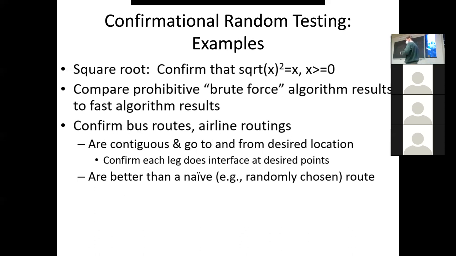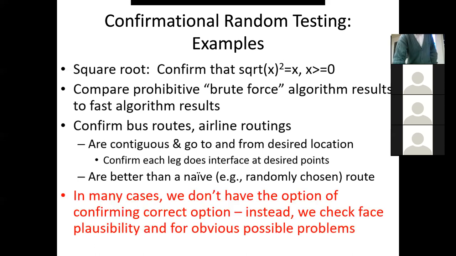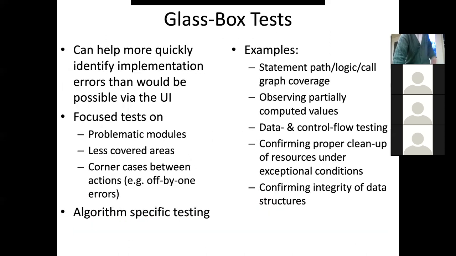Testing is not perfection. Testing is pragmatism coupled with being intelligent about where to put our efforts. It's about being judicious about testing the things that matter. And often the things that matter are pairwise things rather than all possibilities. Often the things that matter are the general features of what we get, even if we can't test the exact answer. So these are principles to live by in testing. Okay? Any questions? Okay. So, in many cases, we don't have the option of confirming correct. We just test plausibility. We test that it has some basic sound features.